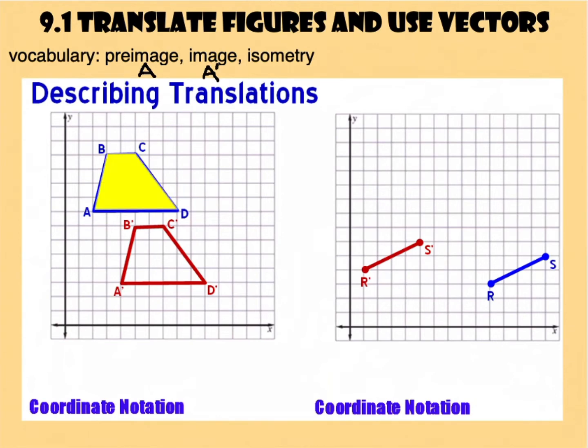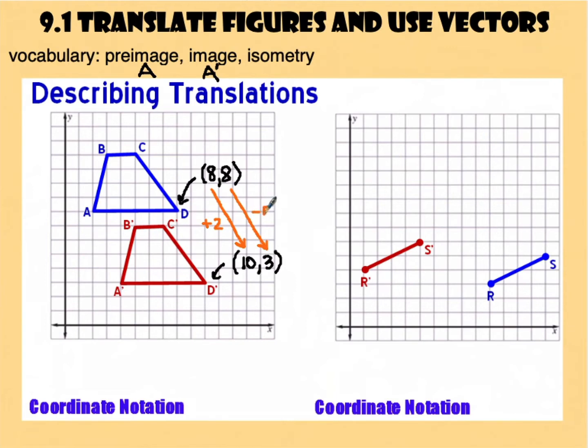Since this top one is the pre-image, we are going to imagine this sliding down here, and that would be the translation. The translation is just the slide of one shape to another. And we want to be able to describe that in coordinate notation. Let's just look at a couple coordinates. Point D is at the point 8, 8, and point D prime is at the point 10, 3. So you can see that the 8 slid over to 10, and the other 8 slid down to 3. Because x is left and right and y is up and down, 8 sliding right to 10 would be like adding 2, and 8 sliding down to 3 would be like subtracting 5.